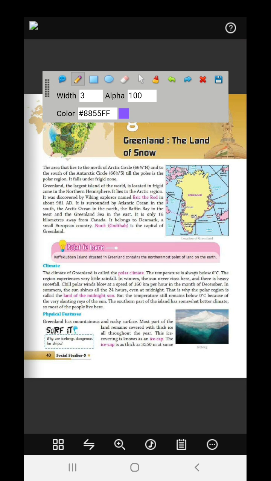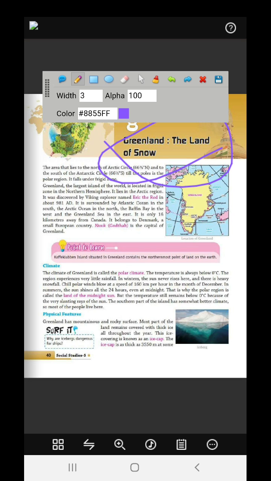So, that is covered with snow almost throughout the year, and one such place is Greenland, which is covered with snow. So, Greenland, the largest island in the world. You need to remember this, that Greenland is the largest island in the world. It is located in the frigid zone in the northern hemisphere. It lies in the Arctic region.